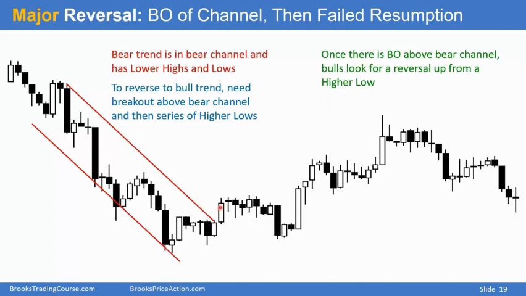We have a bear channel, and once there's a breakout above the bear channel, traders will look to see if the market tries to resume down and fails and reverses up. And if so, in this case, we get a higher low, major trend reversal. The bulls are looking for a reversal up after an attempt to resume the trend down fails. The bears were trying to resume the trend down. Instead, we got a big bull trend bar. The bears are trapped in a losing trade, and the bulls are happy, thinking that they've caught the beginning of a rally that will have at least two legs up, one pullback, two.